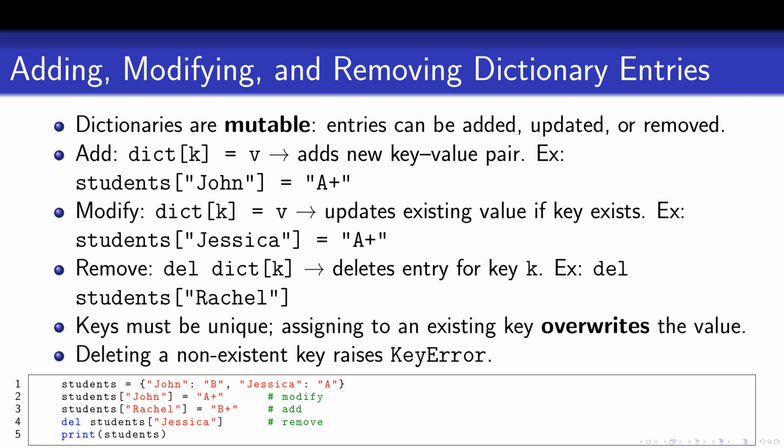With dictionaries, you can maintain dynamic mappings between data elements, allowing programs to evolve as information changes while still keeping key, value relationships clear and organized.